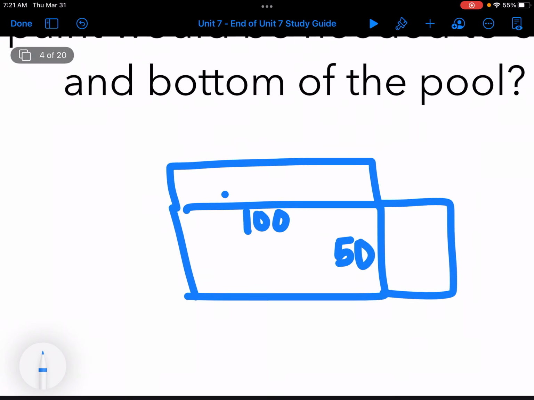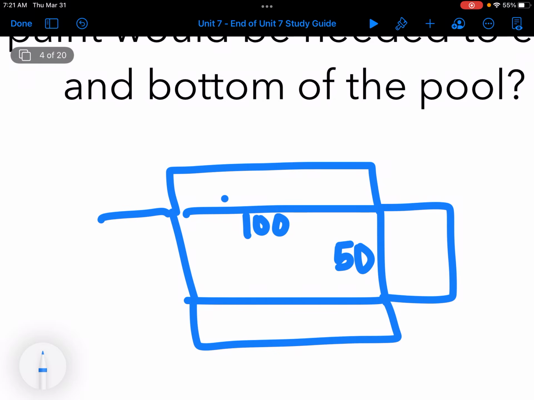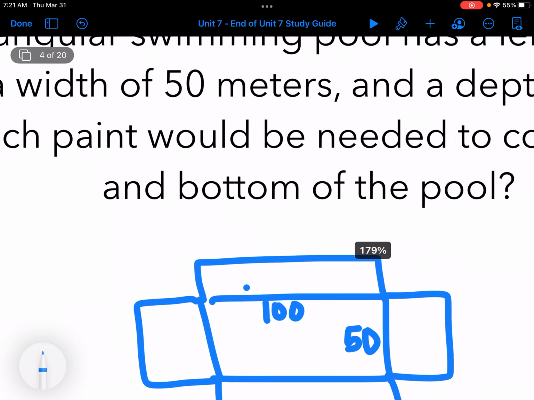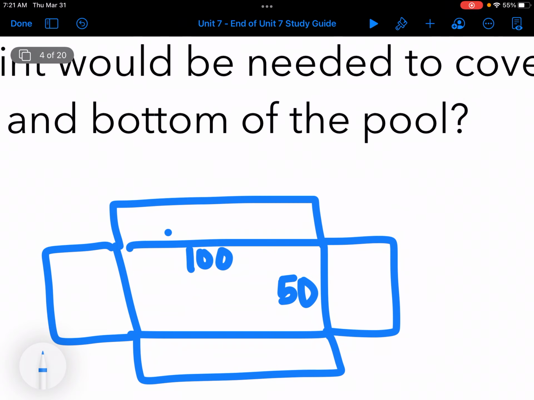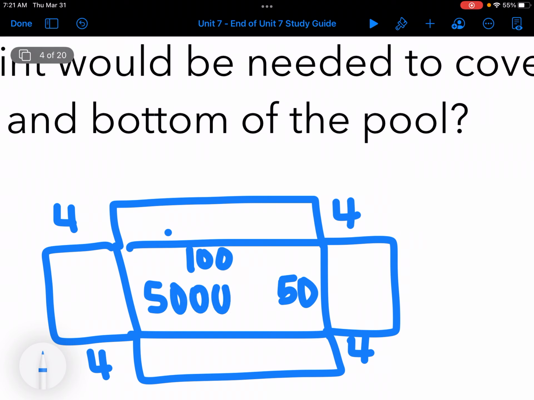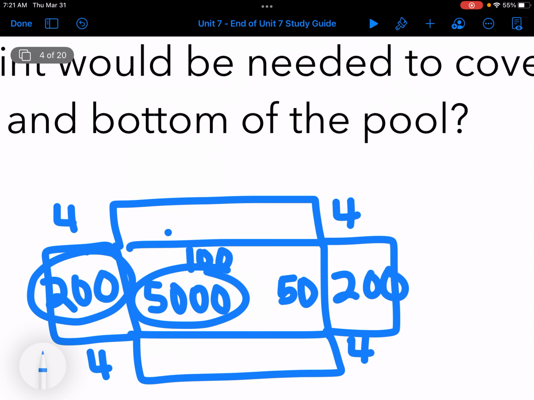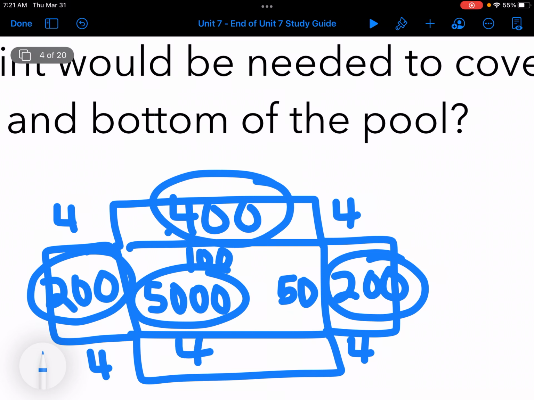So the depth is actually known as the height. That would be the third dimension, and in this case, it is 4. It's not a very deep pool. So the area for the bottom of the pool is going to be 5,000 because 100 times 50 is 5,000. The two sides are going to be 200 because 50 times 4 is 200. I like to circle my areas so I know what I'm adding. Then 100 times 4 is 400. And then 100 times 4 is 400.